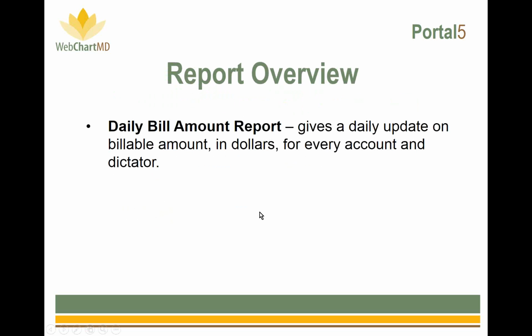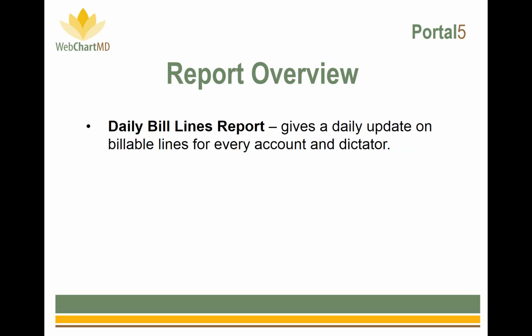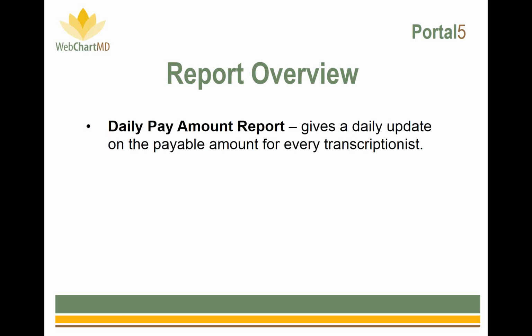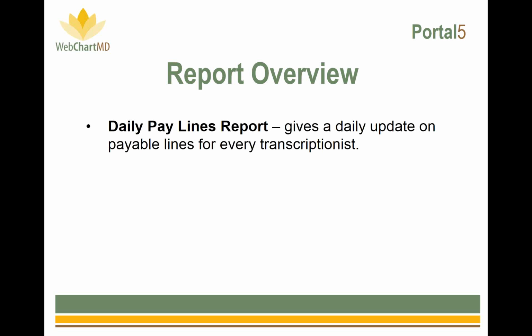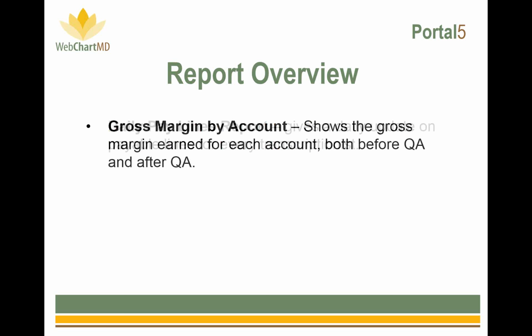The daily bill amount report gives a daily update on your billable amount in dollars for every account and dictator. The daily bill lines report gives a daily update on billable lines, or whatever your metric is that you bill the client on, for every account and dictator. The daily pay amount report gives a daily update on the payable amount, again in dollars, for every transcriptionist. And the daily pay lines report shows you a daily update on how many lines were produced by every transcriptionist.